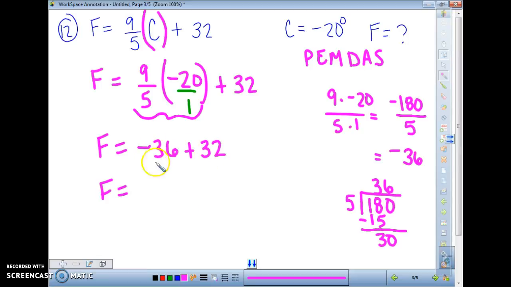And then I'm going to finish that up, and I'm going to get that my Fahrenheit temperature is what? Negative. Add or subtract them? Subtract them. Okay? So negative 4 degrees Fahrenheit. Okay? So if your variable is already by itself, all you have to do is simplify stuff. You're not going to be trying to subtract 32 to each side or anything like that. Okay?